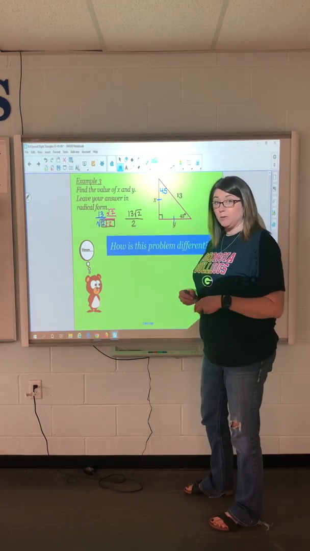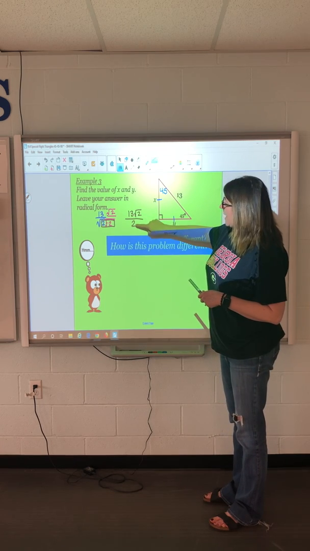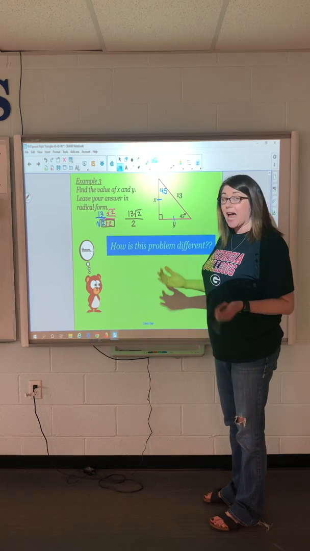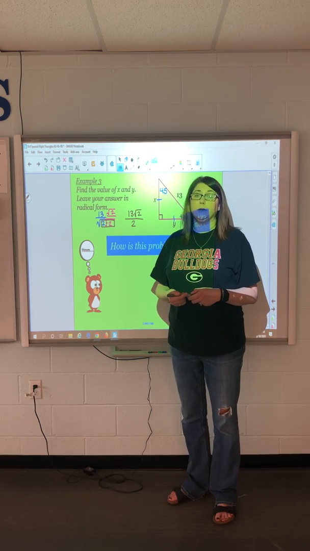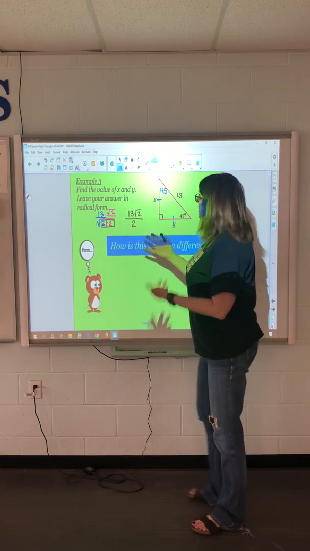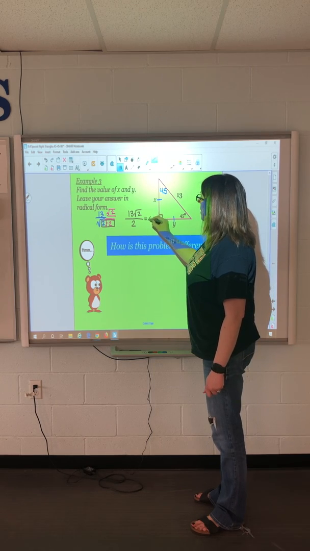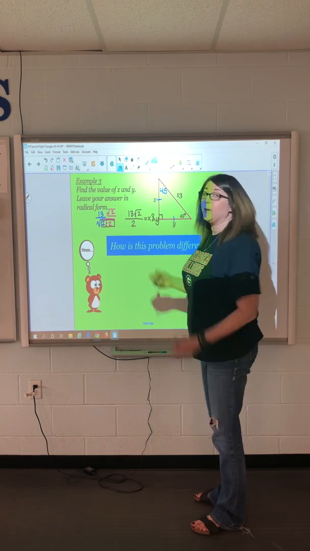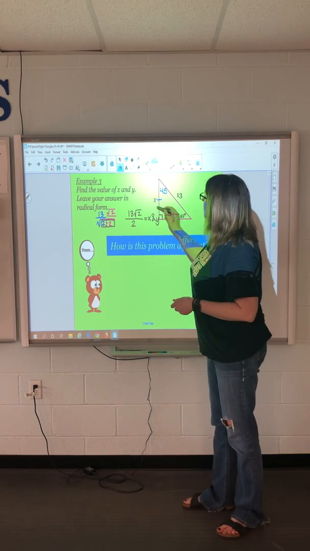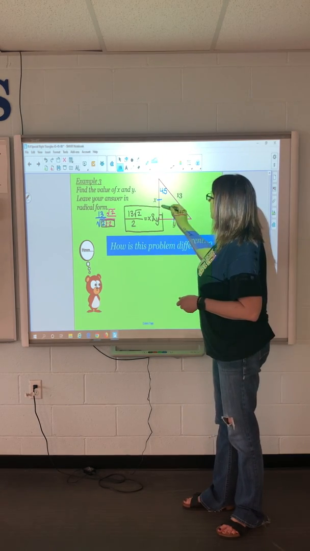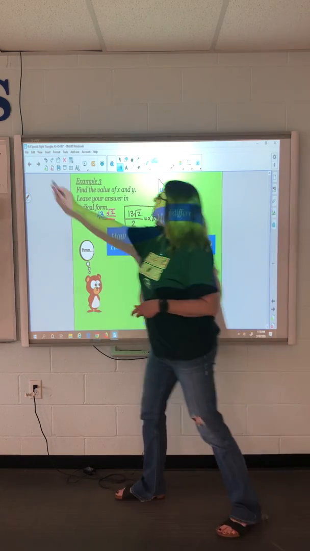What I can do, though, is look at that number and that number because they're both not underneath a radical, and I can ask myself, can I reduce 13 over 2? The answer is no, and so this is my answer, and it's going to be for both the x and the y because this is an isosceles triangle, and so those legs are going to be the same size. And so that's my answer for example number 3.